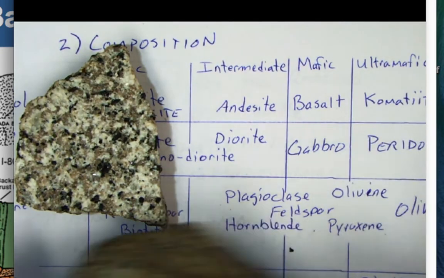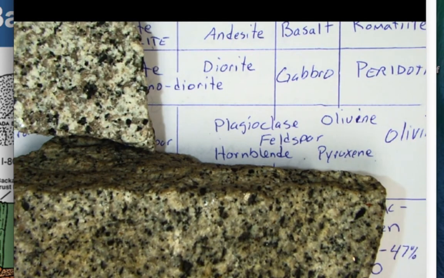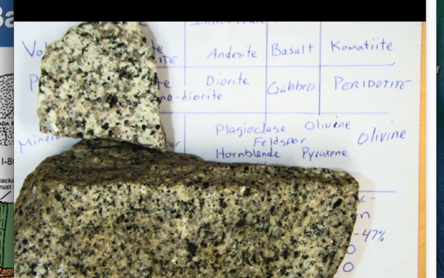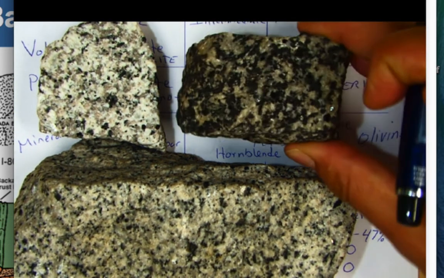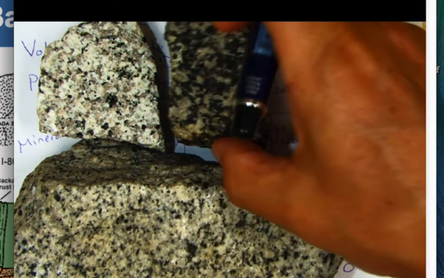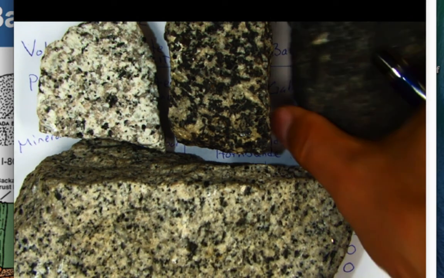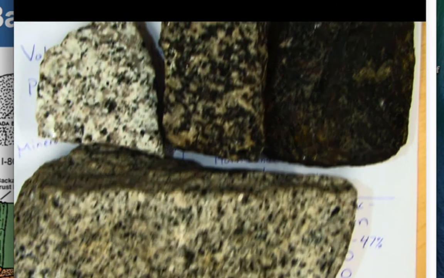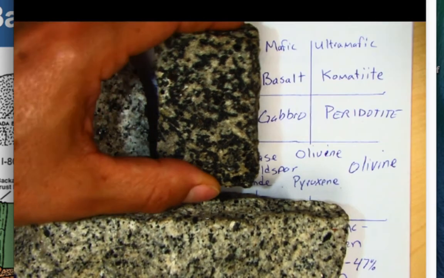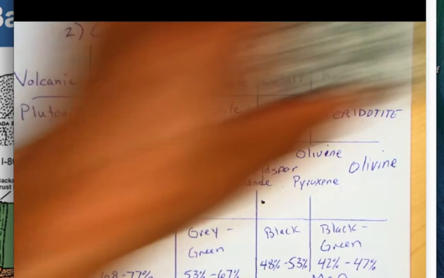Granodiorite, here I have a large piece of granodiorite. You can see this granodiorite is a little bit darker than our granite there. And then the diorite, you can see we start to see more of those mafic minerals. And then finally the mafic rock would be the gabbro. So you can see that's definitely a darker rock, more mafic minerals. And then we've already seen the peridotite, ultramafic rock.